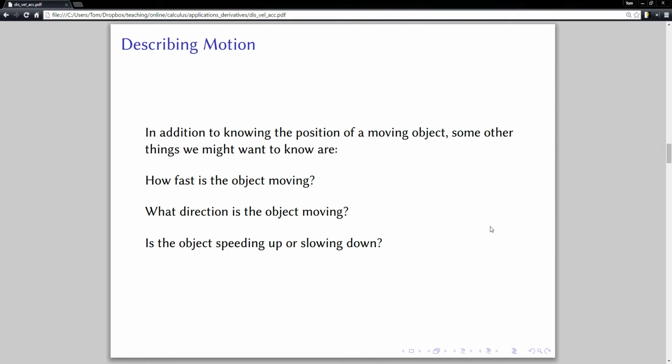What we're after here is we want to describe the motion of a particle. And for us, we are going to know the position function, and that gives us the position of the moving object. But some other questions that you would probably want to know if you want to describe the motion are: how fast is the object moving? What direction is the object moving? And is the object speeding up or slowing down? Those are the sorts of questions that we would want to answer.